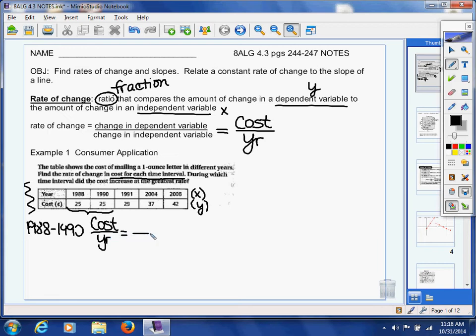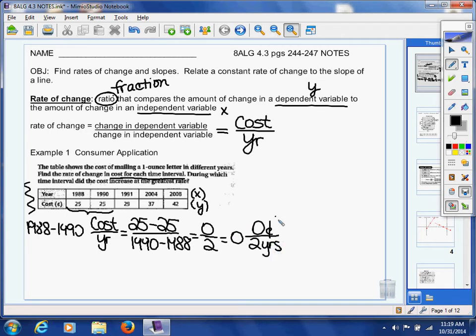All right, so this is how you do it. You take the cost in 1990, which is 25 cents, and you're going to subtract the cost in 1988. Then go back for the years. You're going to take 1990 minus 1988. You're going to get 0 divided by 2, which is 0. What that means is that the cost didn't change. It changed 0 cents in 2 years. That's what it actually means. 0 cents in 2 years. That's the meaning of it.